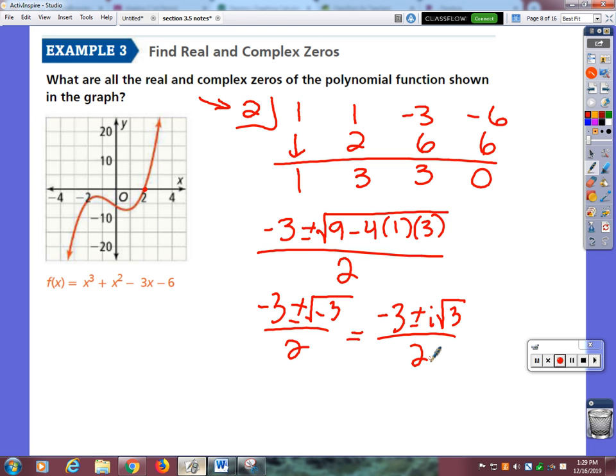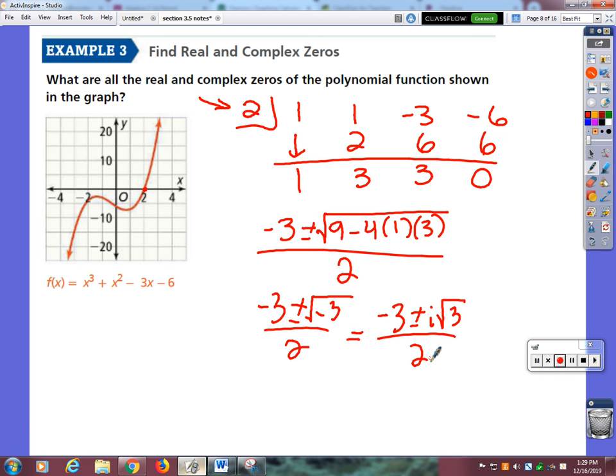And so my three answers: x equals 2, because it hits at 2 and we checked it with synthetic division, so we know that it works. Negative 3 plus i root 3 over 2, and negative 3 minus i root 3 over 2.